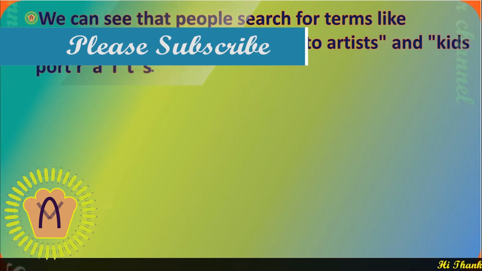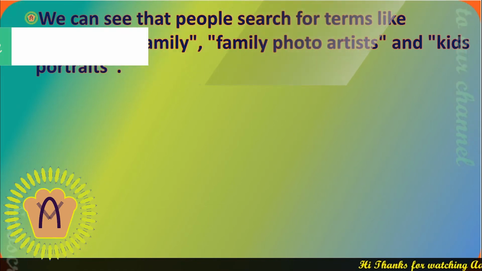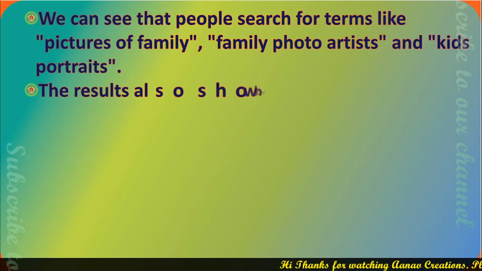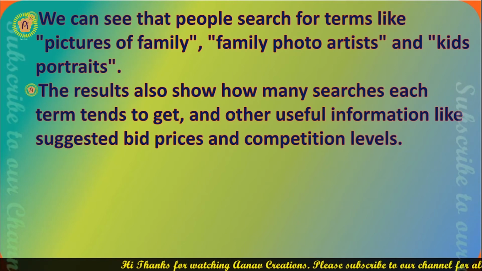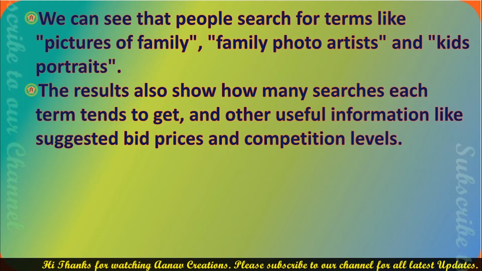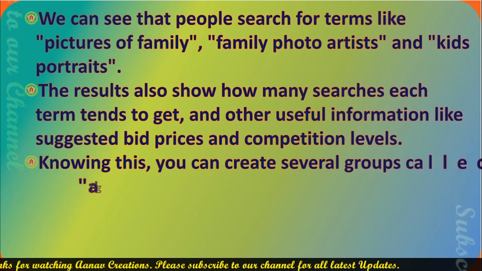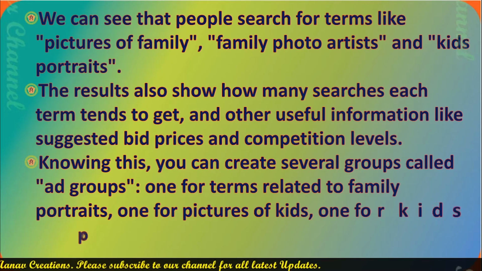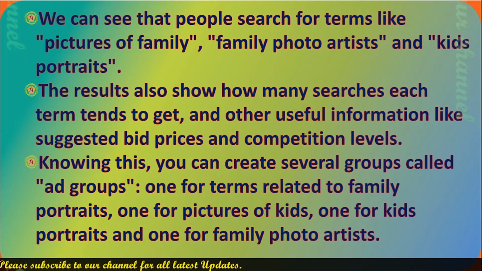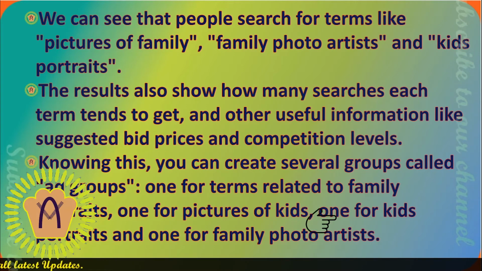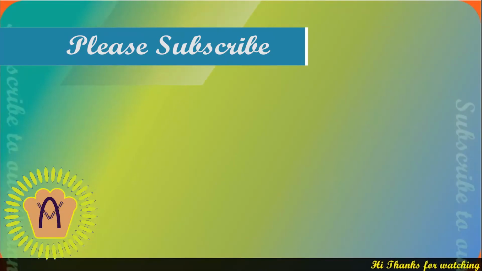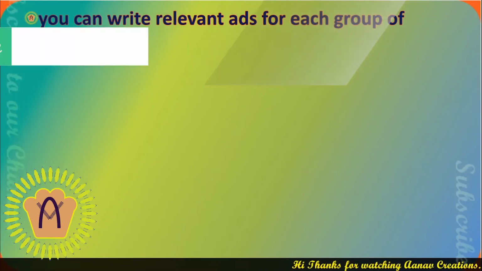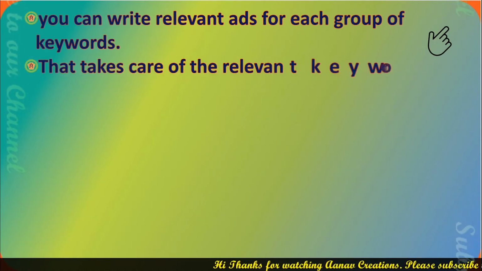We can see that people search for terms like pictures of family, family photo artist, and kids portrait, etc. The results also show how many searches each term tends to get and other useful information like suggested bid prices and competition levels. Knowing this, you can create several groups called ad groups. One for terms related to family portraits, one for pictures of kids, one for kids portrait, and one for family photo artist. By organizing these terms into ad groups, you can easily create relevant ads for each group of keywords.